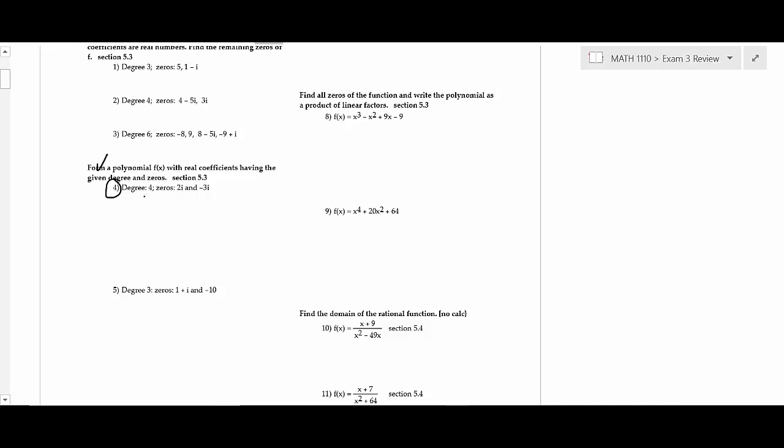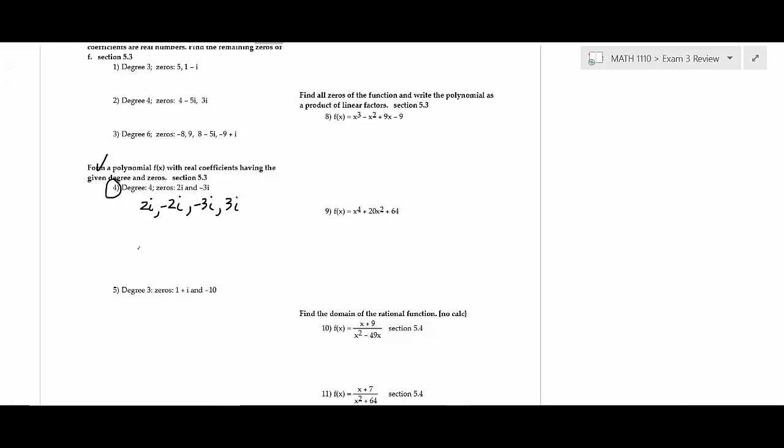4. How many did I give you? 2. Okay, do you know the other 2? Yes. Yeah, because you got that thing we called the complex conjugates theorem, right? So your zeros are going to be 2i, and then you know that negative 2i is 1, 2. Negative 3i I gave you, 3i. So partially what that problem's testing is do you know the complex conjugates theorem?